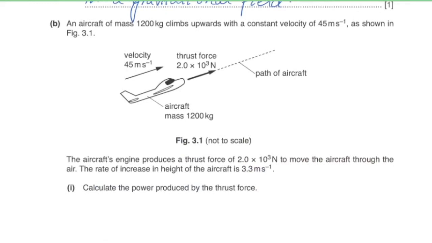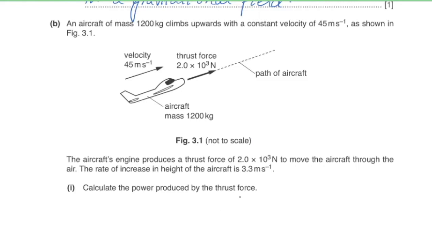Part B, an aircraft of mass 1200 kilograms climbs upward with a constant velocity of 45 meters per second, as shown in figure 3.1. The aircraft's engine produces a thrust force of 2 × 10^3 newtons to move the aircraft through the air. The rate of increase in height of the aircraft is 3.3 meters per second. Part 1, calculate the power produced by the thrust force.